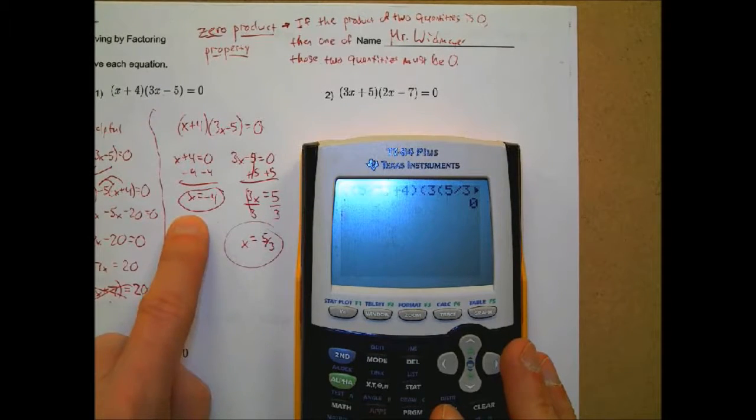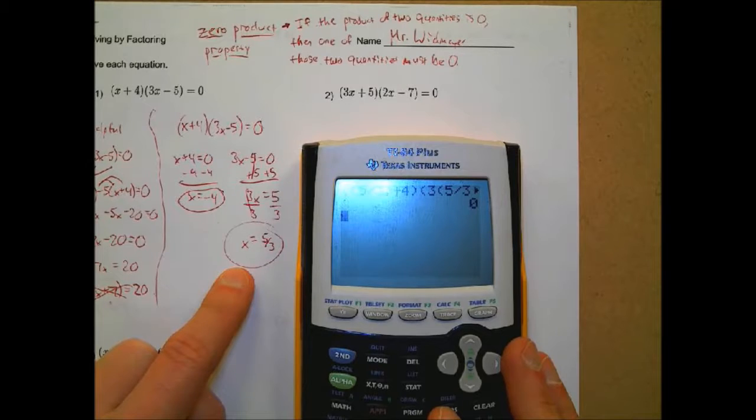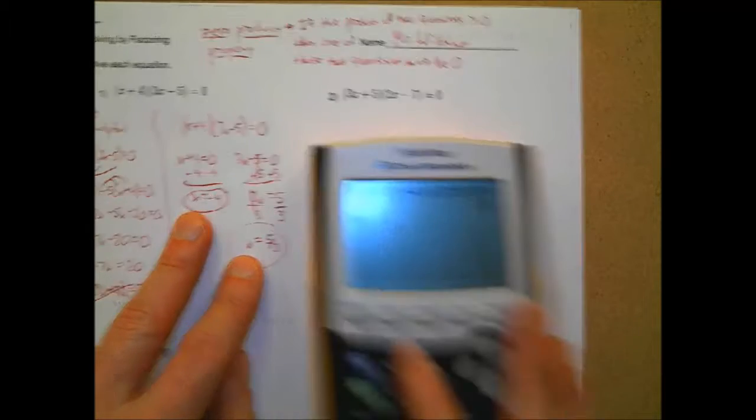So wait a minute. Both of these, when we plug them back in, give us 0. So what does that mean? What does that mean about our solution? Which one of these are our solution? They both are our solution. We have 2 answers. Okay?